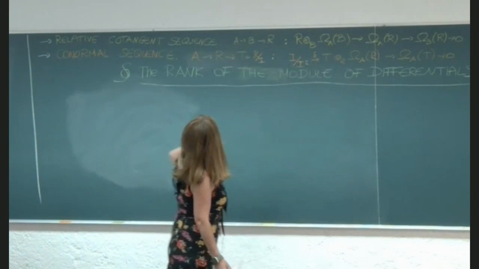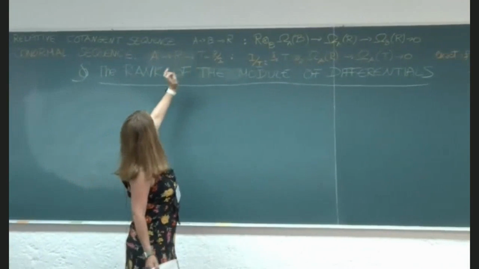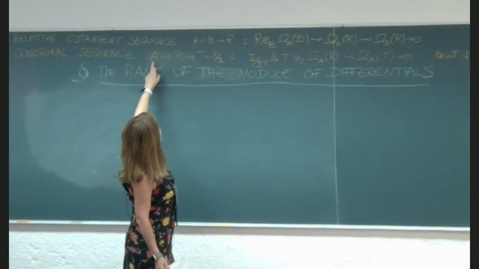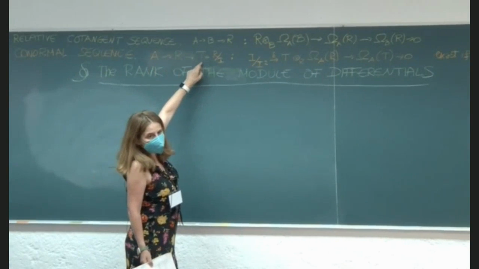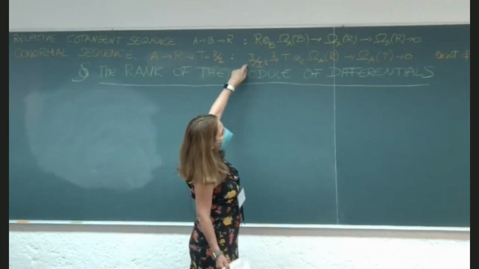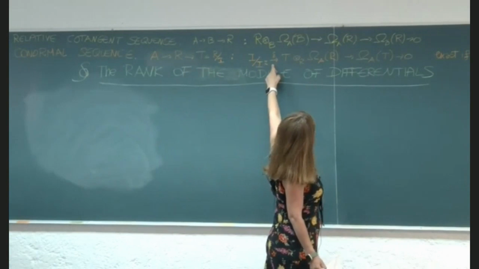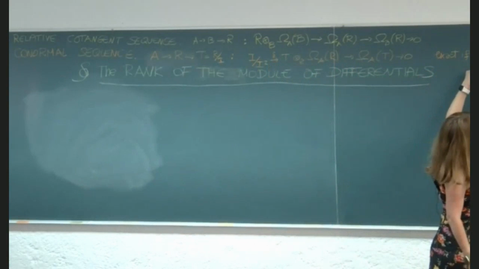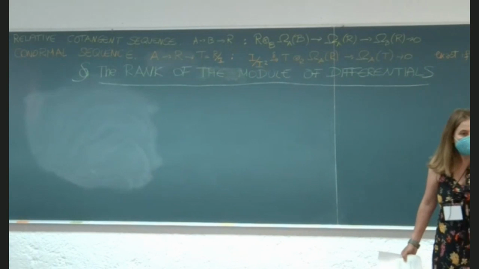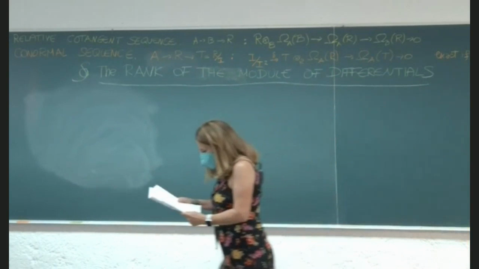So you have this sequence, and the conormal sequence, that is an application of the cotangent sequence in the case when you have A, R, and the quotient of R, T. And then you prove that this is the cotangent sequence, okay? And remember that this is split injective, so it's exact if phi, the natural map, has a right inverse. And we're going to use this thing today when we compute the rank of the modular differential.